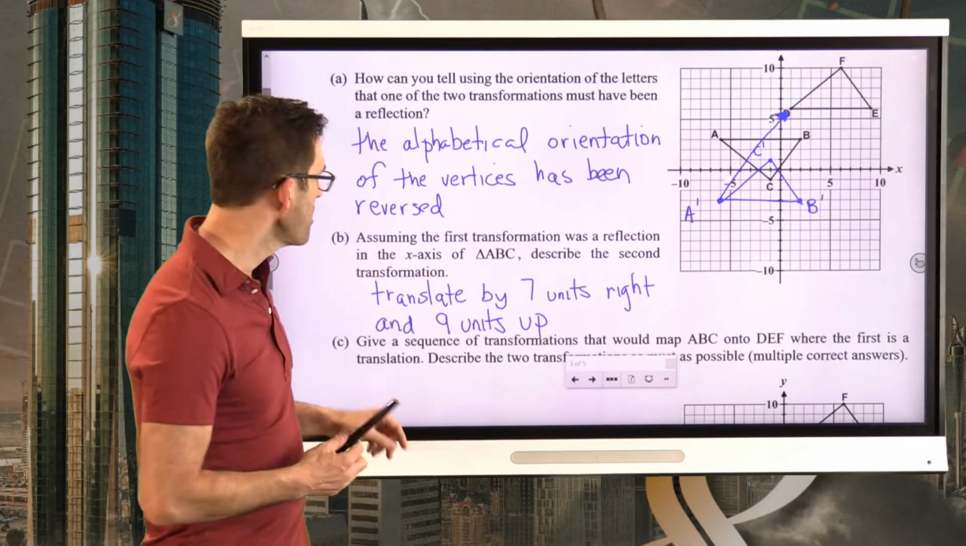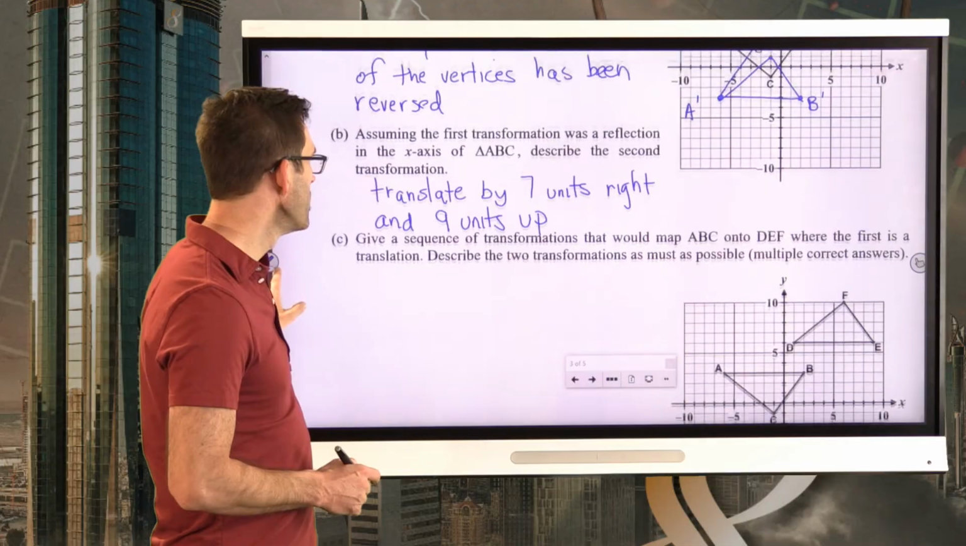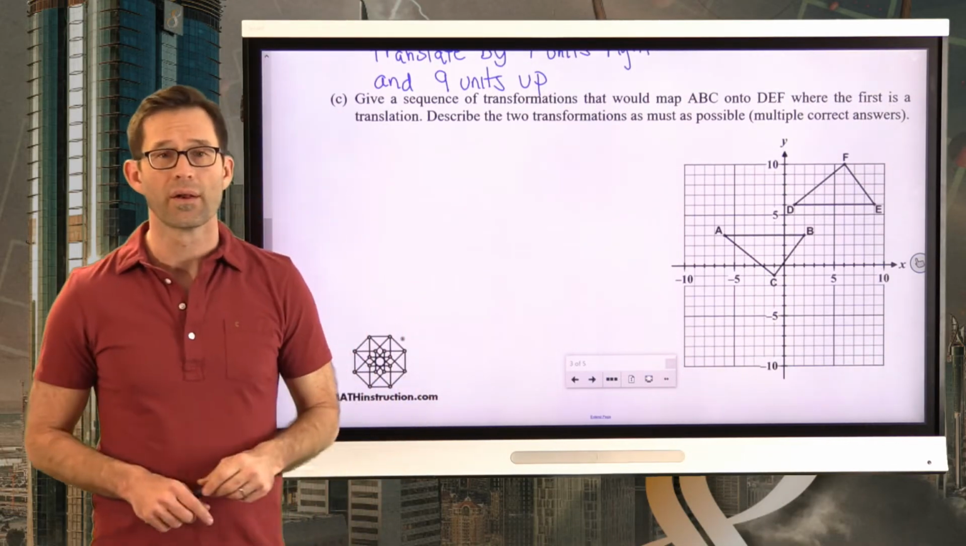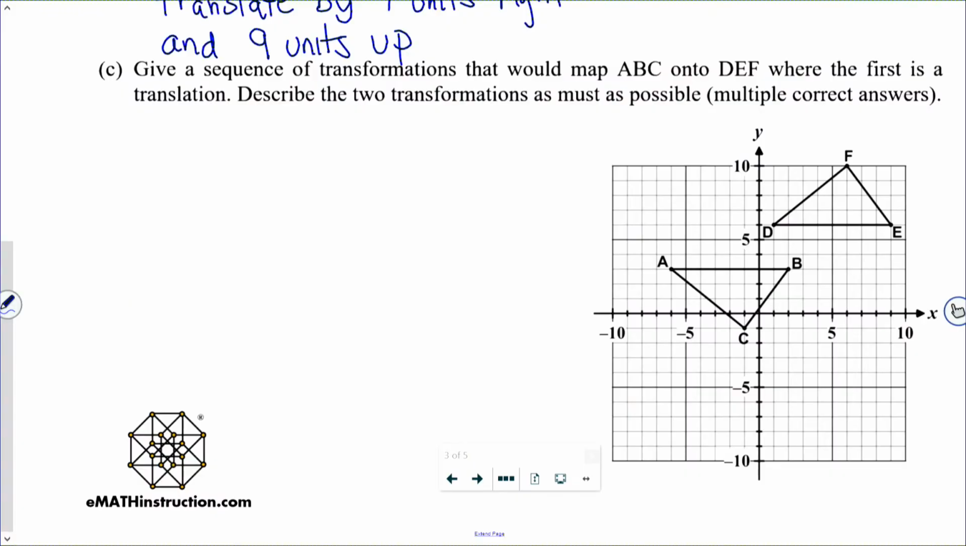All right, now maybe a little bit harder is going to be letter C. Now I've redone the diagram down here, but let's take a look at letter C. Give a sequence of transformations that would map ABC onto DEF, where the first is a translation. Describe the 2 transformations as much as possible. There are multiple correct answers.